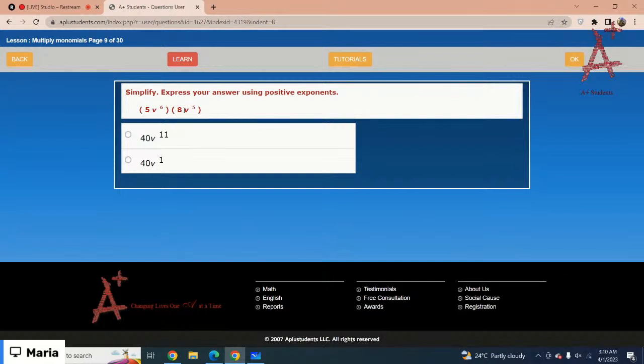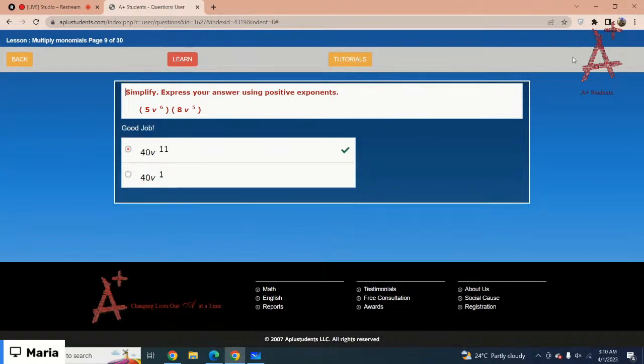Okay, the next one is 5v6 times 8v5. 8 times 5 is 40, and v6 times v5, you have to add the exponents. So 6 plus 5 makes 11. So it would be 40v11. Got it? So the correct option is 40v11. So just select the correct option and click on the OK button.